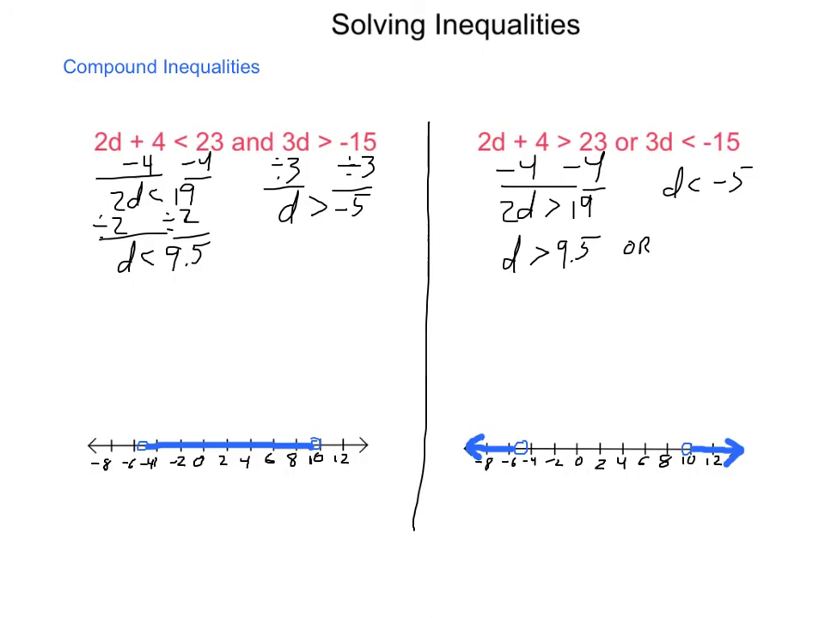That's why it's or. So solving inequalities is going to be very helpful for us as we move forward, and being able to graph one-dimensional inequalities will lead us into graphing two dimensionals later.